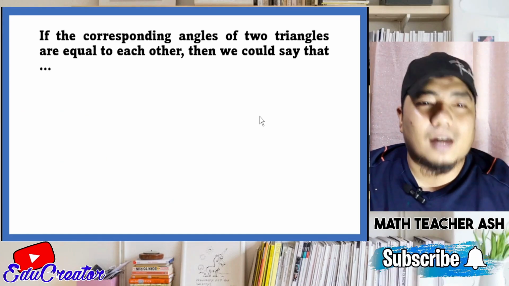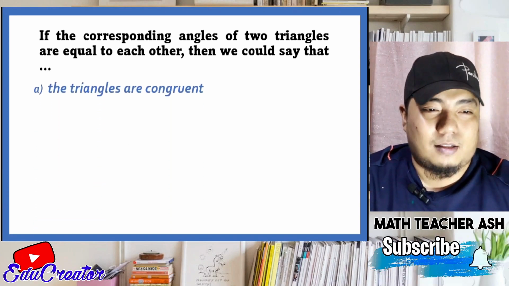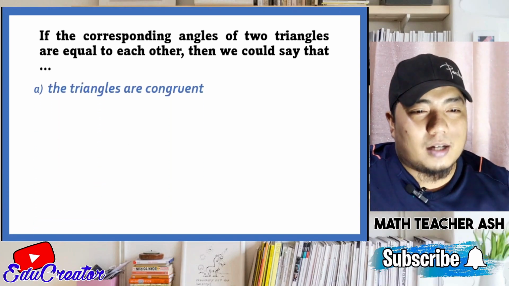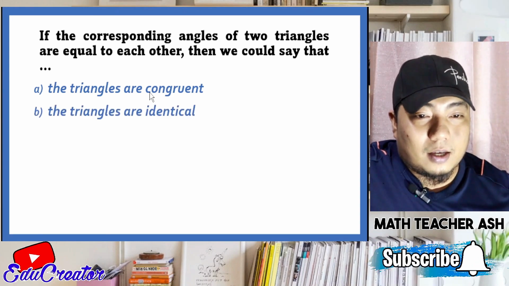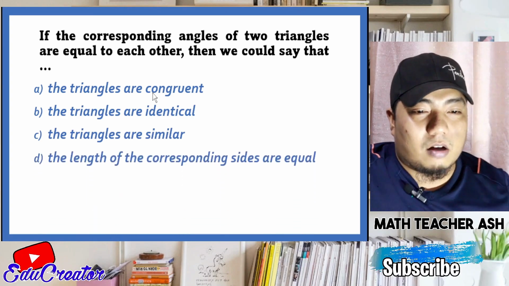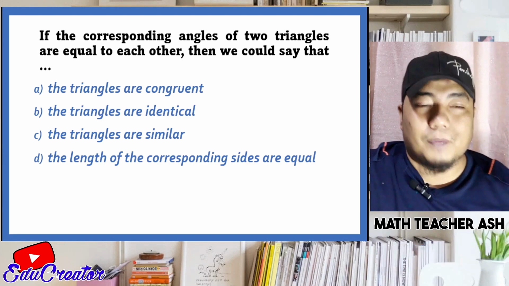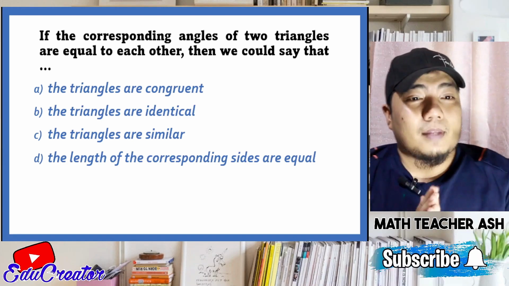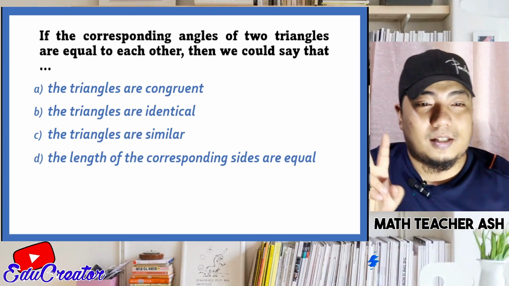If the corresponding angles of two triangles are equal to each other, then we could say that A, the triangles are congruent, B, the triangles are identical, C, the triangles are similar, or letter D, the lengths of the corresponding sides are equal.